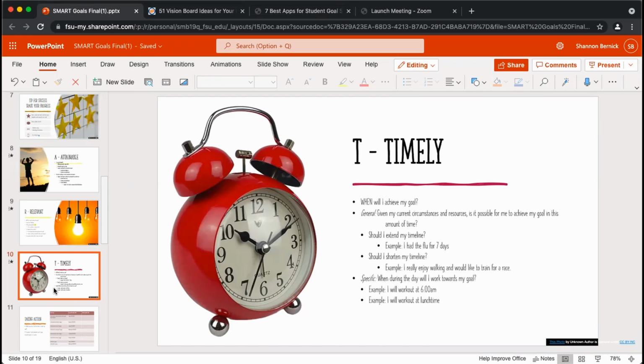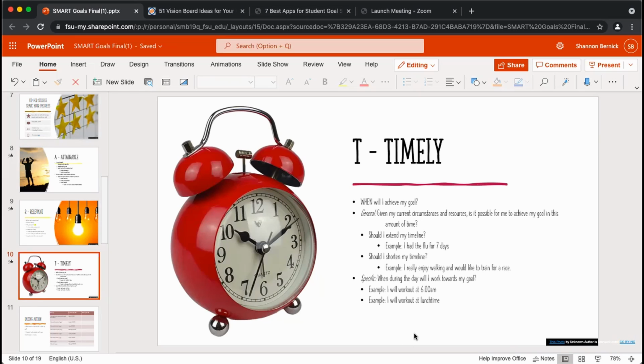You might also consider, should I shorten my timeline? So, hey, I've really been enjoying walking. I've been keeping my photo journal, and I love seeing all these new places on campus. I think I'd actually like to train for a race. So, maybe in that case, you're going to bump up your timeline and you're going to say, I think I can start increasing by a half a mile each week instead of a half a mile every 2 weeks.